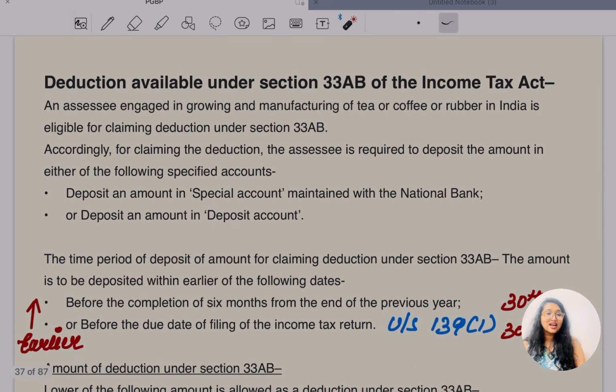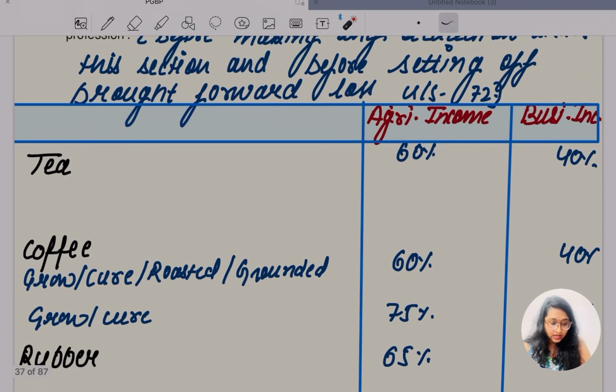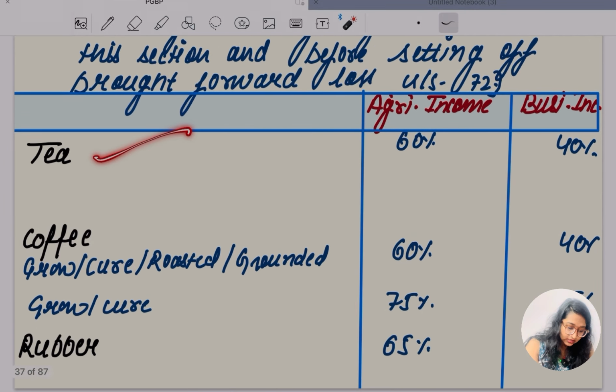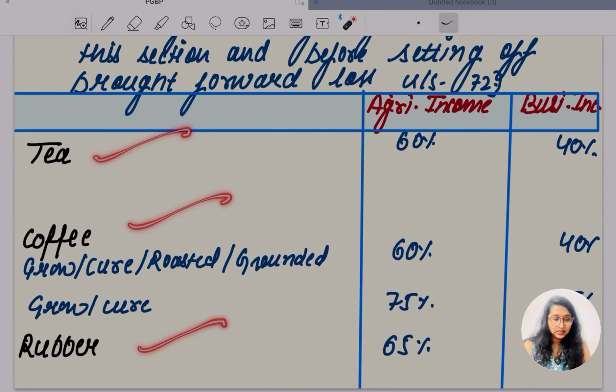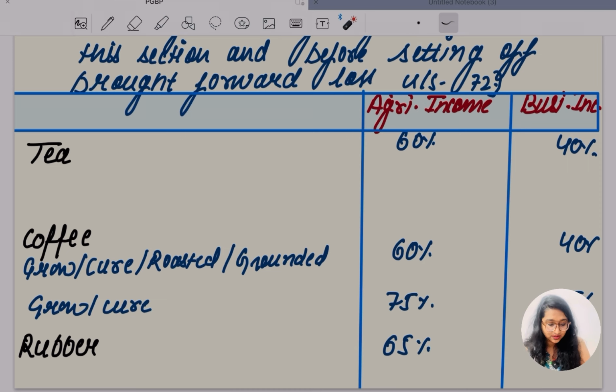Let's go for the deduction 33AB now. Okay. What is this deduction under section 33AB? This is for 3 things, ठीक है. For tea, coffee, rubber, ठीक है.